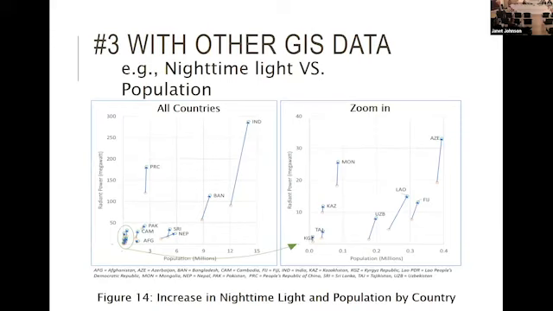Next, this is just to show an example. I compared with other GIS data, which is the population growth. By country, I aggregated the increased amount of economic growth and the increased number of people in the project area. Because it is only 3 years, a short time, people did not move so much, but economic growth was much faster than the people's move. That is one of the findings from this figure.